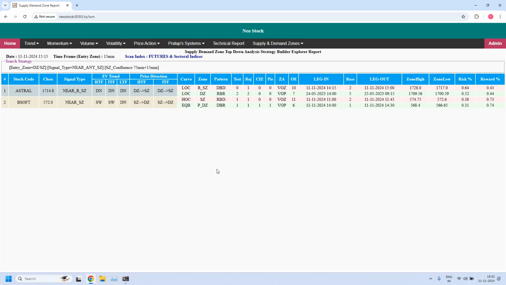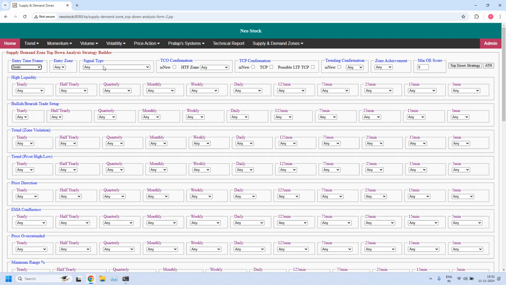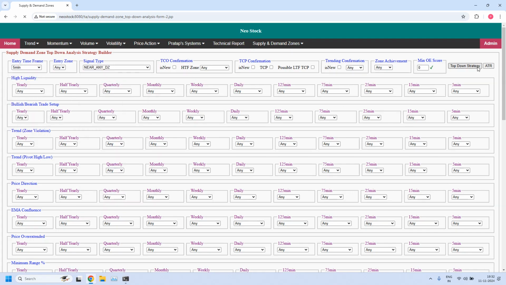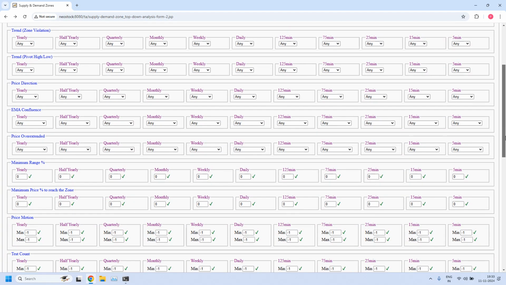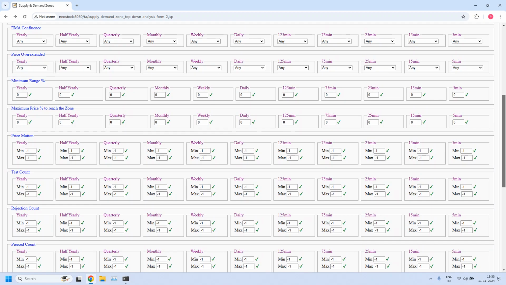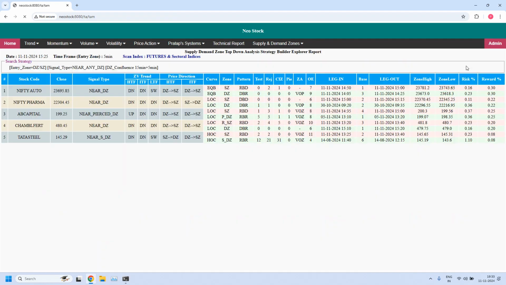Next time frame is 5 minutes. Let's find the stocks near 5 minutes demand zone. 6 stocks are filtered. Let's verify how many of these stocks are having ITF confluence. That is 5 minutes demand zone with 15 minutes demand zone confluence. So I enable the filter. All 5 stocks are having ITF confluence. That means 5 minute zone is part of the 15 minutes demand zone.